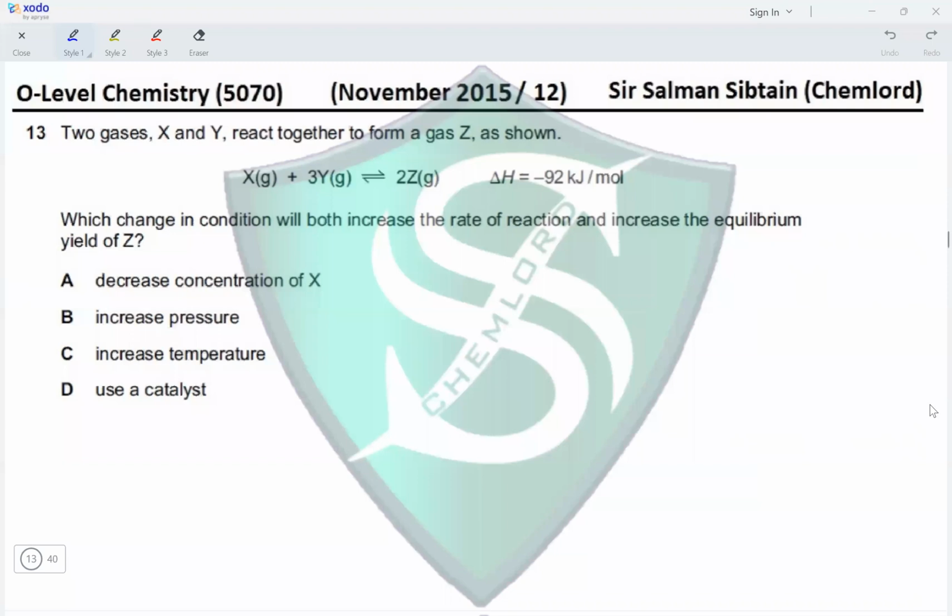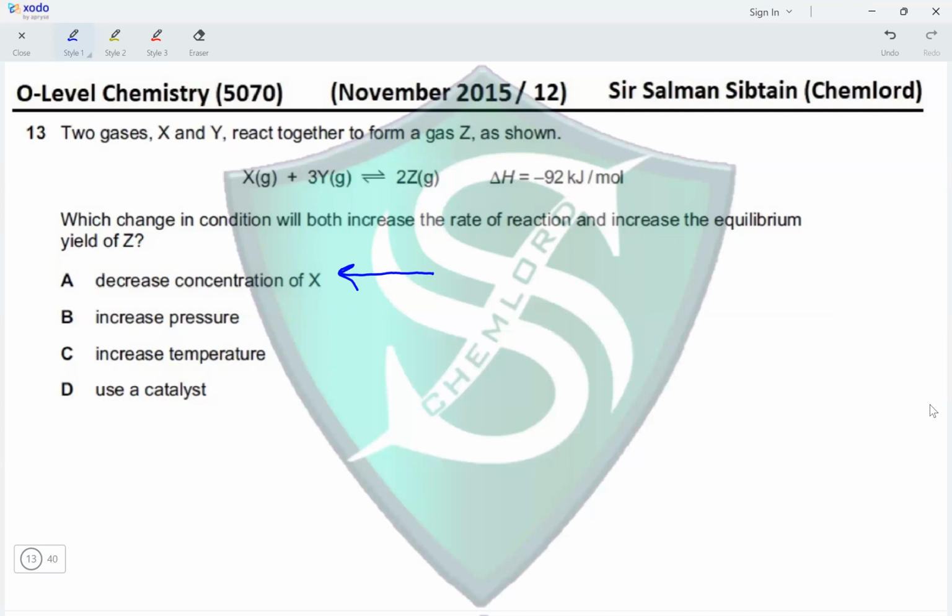Question 13. Two gases X and Y react together to form a gas Z as shown. Which change in condition will both increase the rate of reaction and increase the equilibrium yield of Z? Okay, so decrease in the concentration of X. If there is a decrease in the concentration of X, therefore there is a decrease in the concentration of the reactants, the equilibrium will move in the backward direction, decreasing the yield of Z, and this will have no effect on the rate of reaction.